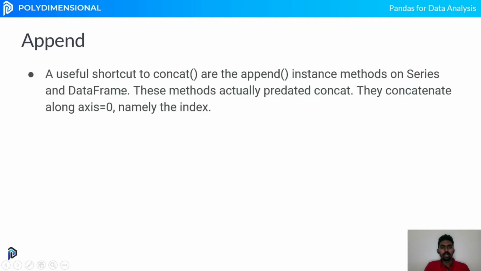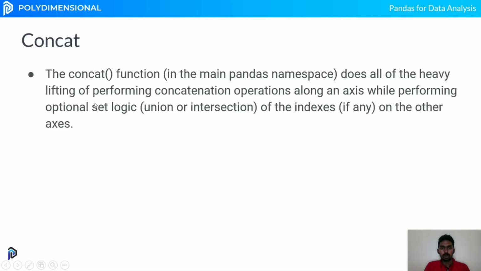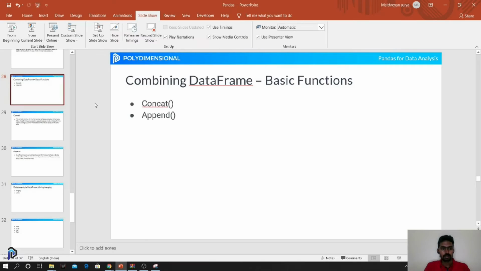One more thing is append. Append is actually a shortcut for concat. It does concatenation with axis 0 as default. So we'll be looking into concat and append with code in this video. So let's get into it.